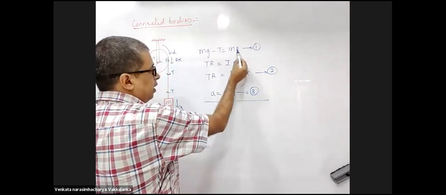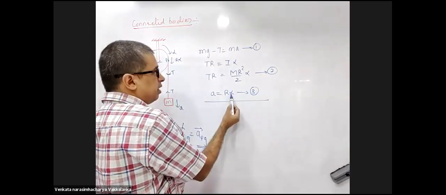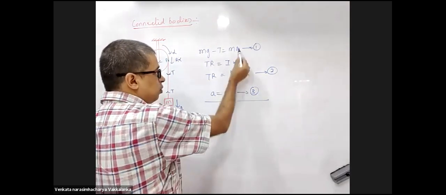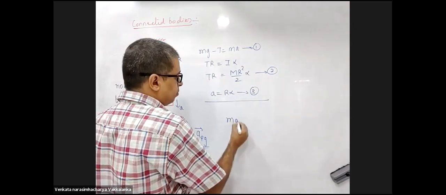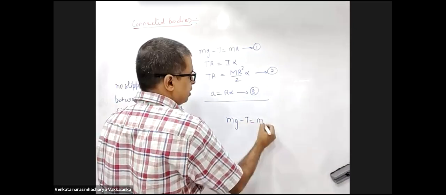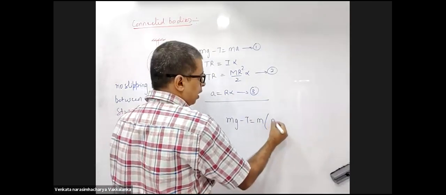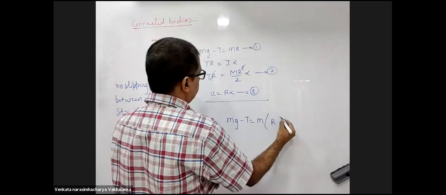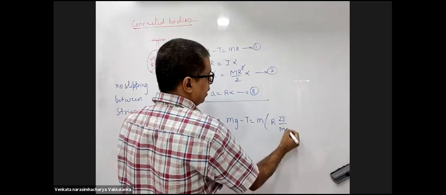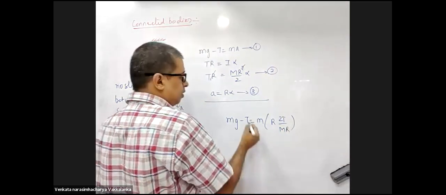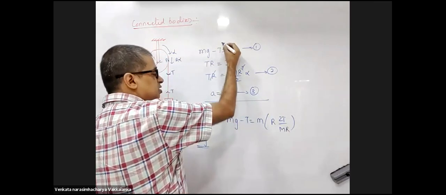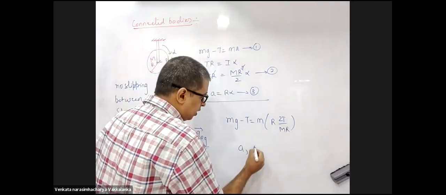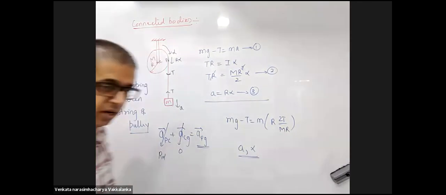So a I will substitute here and alpha value I will substitute in that. mg minus T is m into R alpha. What is alpha equal to? Alpha is 2T by MR. Find out T. Once I substitute T, finding out a and alpha will not be difficult for you.